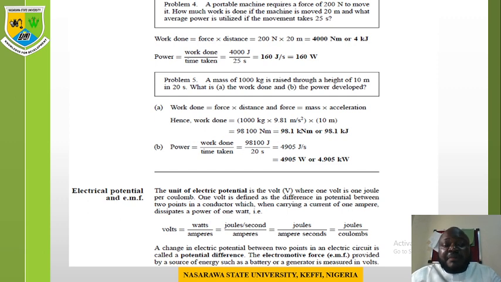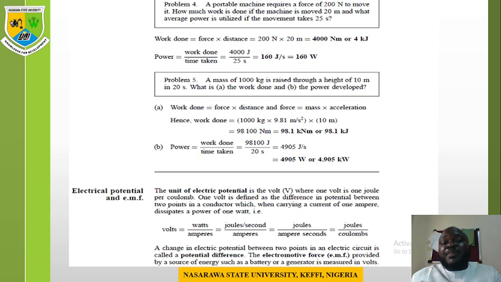Now I have an example. A portable machine requires a force of 200 Newton to move it. It means F is equal to 200. How much work is done if the machine is moved 20 meter, that is the distance, S? And what average power is utilized if the movement takes 25 seconds?